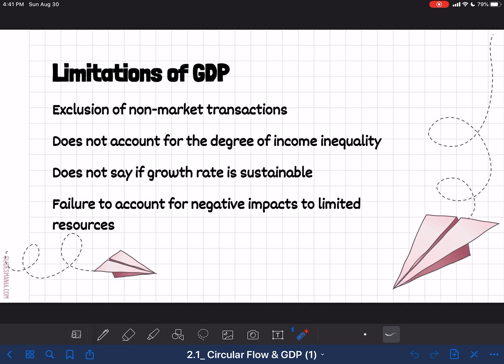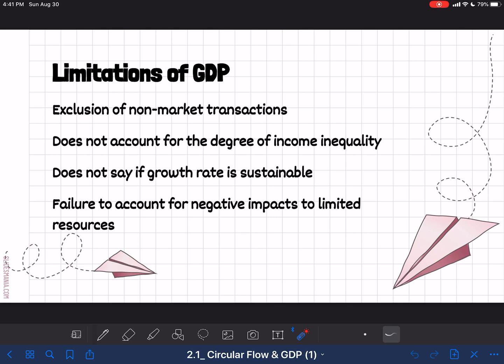GDP also does not account for the degree of income inequality. So we do have that GDP per capita number, but it doesn't actually say each person is that productive. It just says that's what each person should produce in productivity, but it doesn't tell us how unequal our income distribution is. It doesn't tell us how many people live above the poverty line. It doesn't tell us how many people are millionaires or billionaires or live in the 1%.